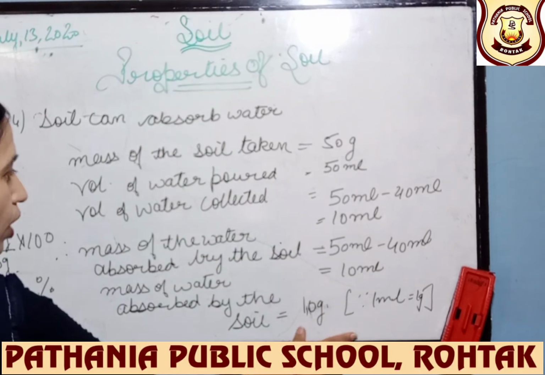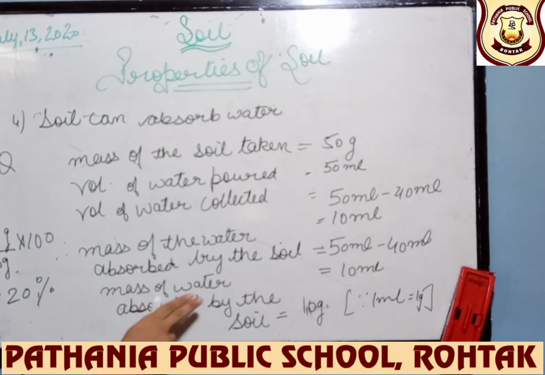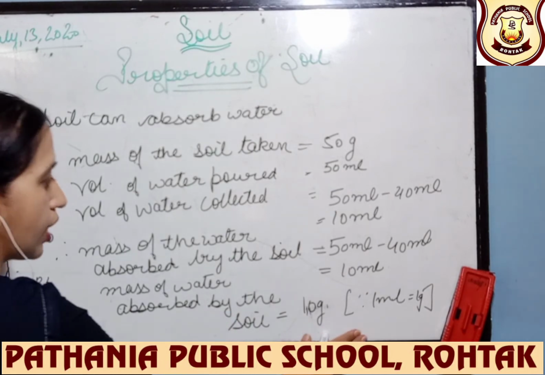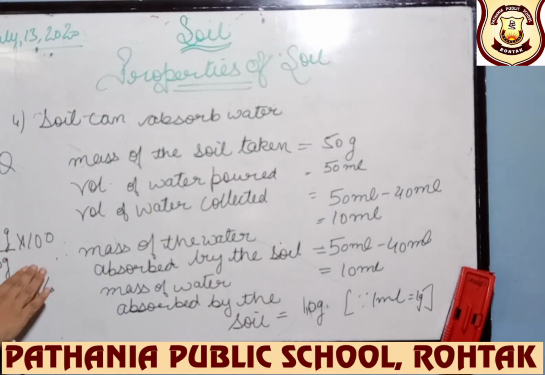Now, 10 ml will be converted, so the mass of the water absorbed by the soil is equal to 10 grams. Then put this 10 gram upon 50 grams into 100 according to the formula. What was the formula? Mass of the water absorbed by the soil, that is 10 grams, and mass of the soil taken, that is 50 grams, and into 100. Calculate these values and you will get the answer in percentage, that is 20%. The percent of the water absorbed by this soil is 20%.